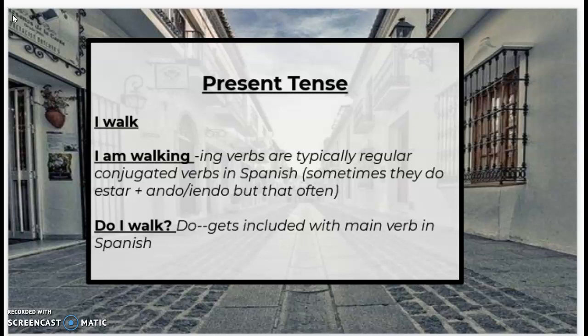This video is going to review the present tense because it's the most used tense in Spanish, and although you spent basically all of Spanish 1 learning it, it's been a while since we've used it. So the present tense in English would be like what's happening right now. It's like I walk, or in English this could be I am walking.